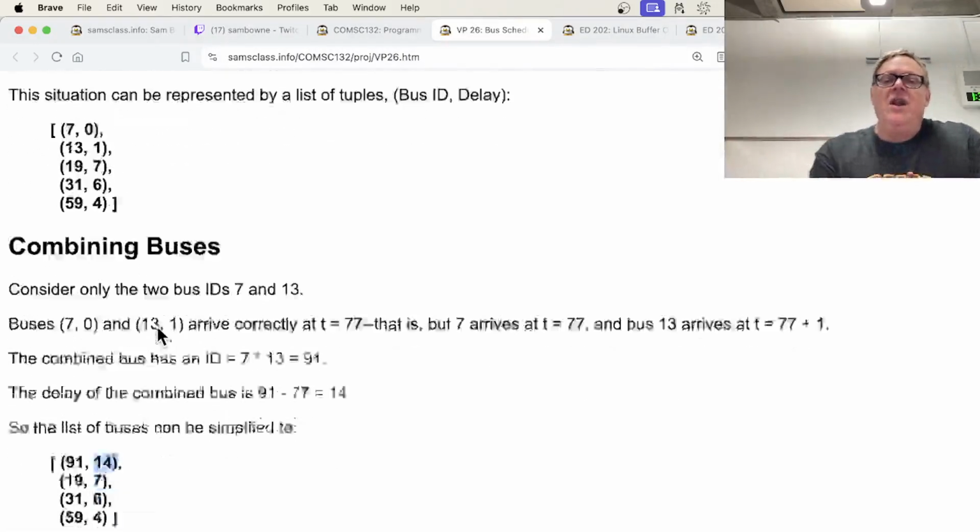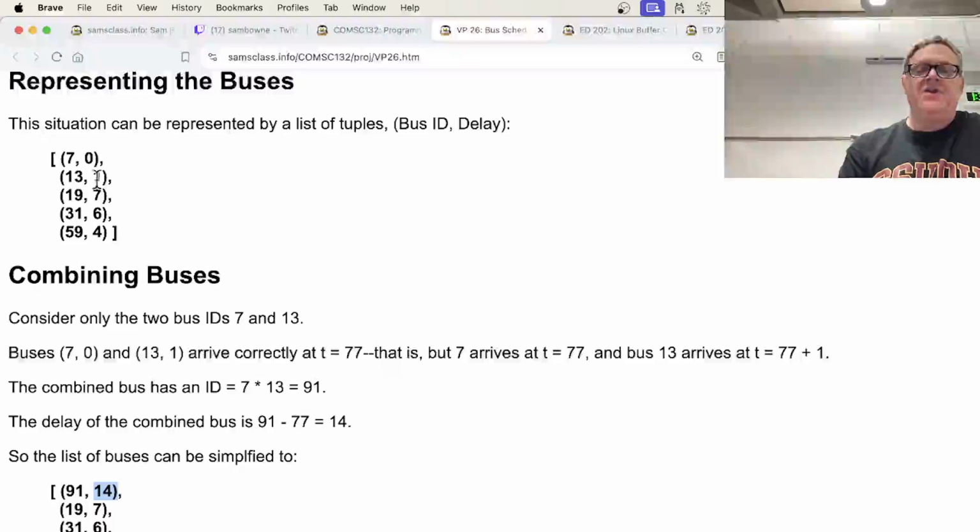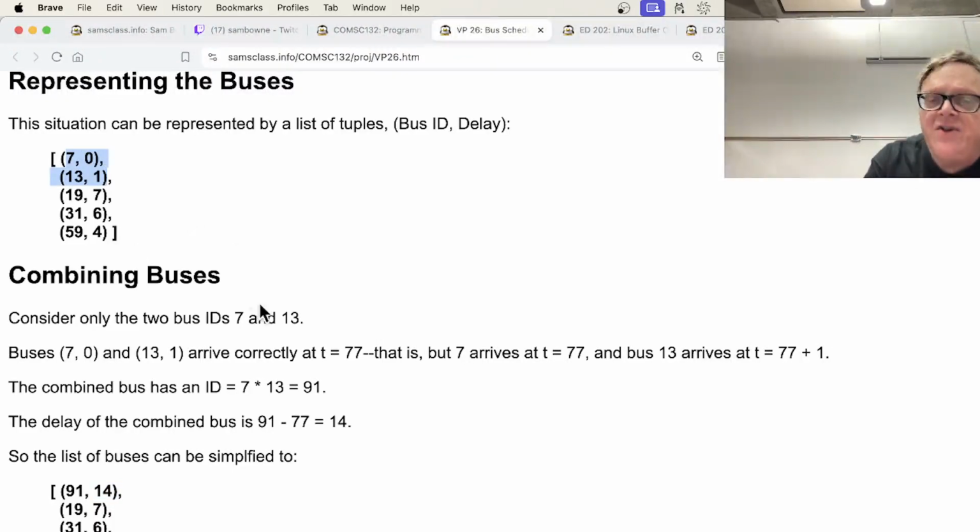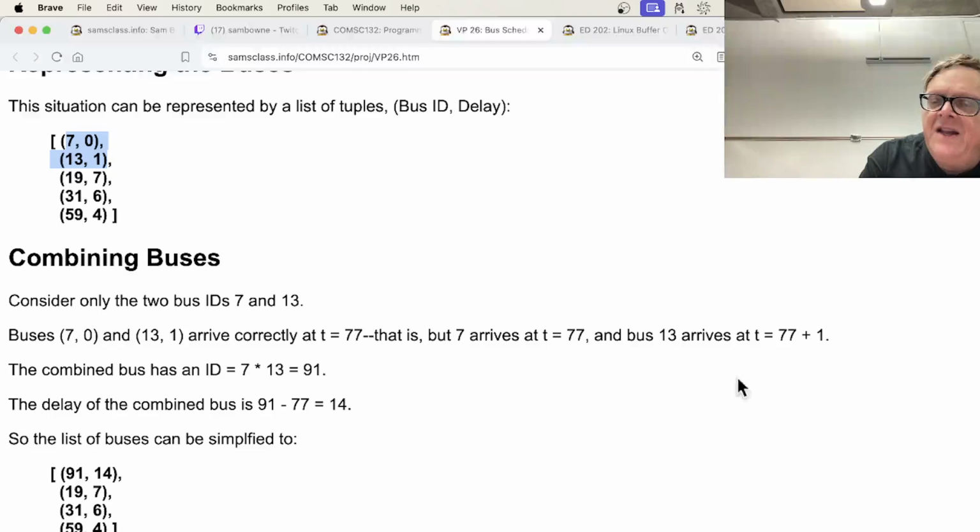And now, all I do is I write code that will combine 2 buses. So I'm going to combine 7 and 13. When you combine 7 and 13, you multiply those together to get the effective time. Now, they arrive correctly at time equals 77. Bus 7 arrives at 77. Bus 13 arrives at 77 plus 1. The combined bus has an ID of 91. That's 7 times 13.